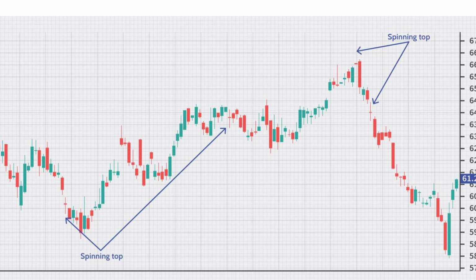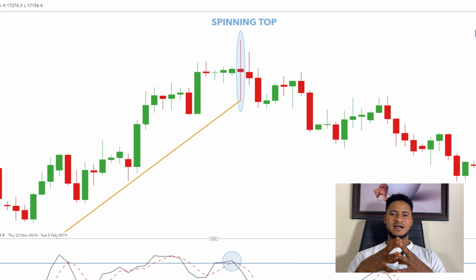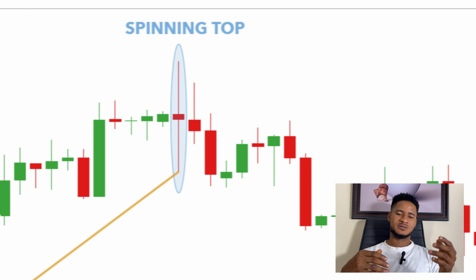Here color does not really matter, because it is almost as though the buyers and the sellers are equal, even though they are not. Remember, there is usually a small body in a spinning top, be it the bearish or the bullish spinning top.